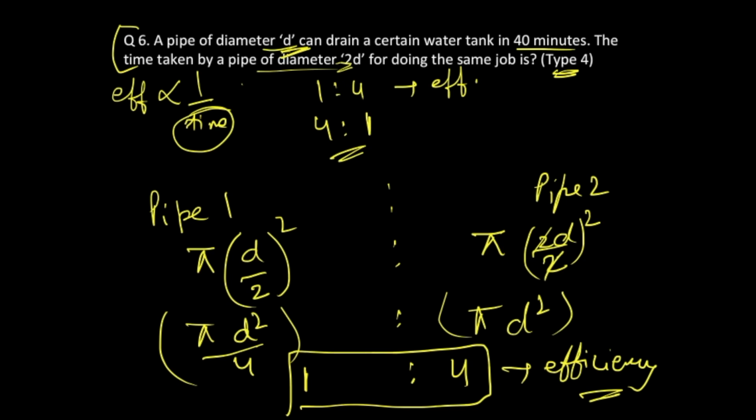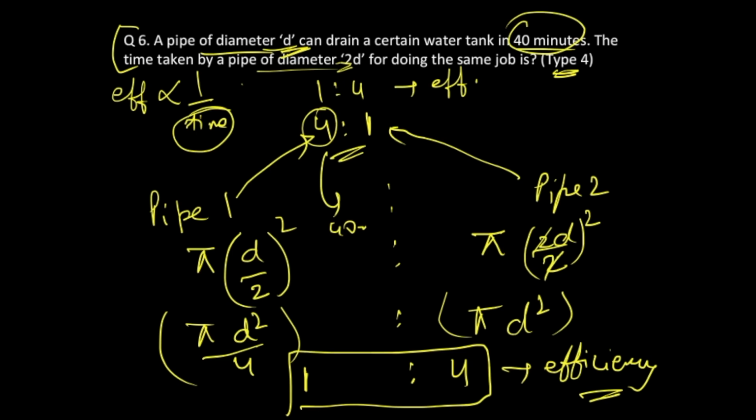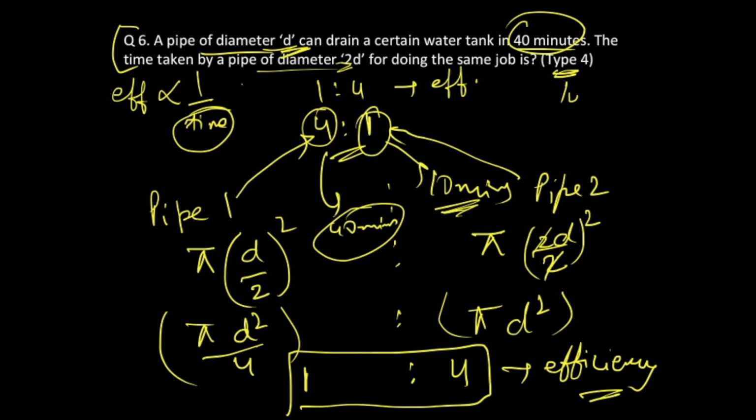Now, for pipe 1 it is 4 units, for pipe 2 it is 1 unit. It is saying that pipe 1 is draining it in 40 minutes. So this 4 corresponds to 40 minutes, and this 1 would correspond to 1/4 of this 40. So this is going to come out as 10 minutes. Your answer in this question is going to be 10 minutes.